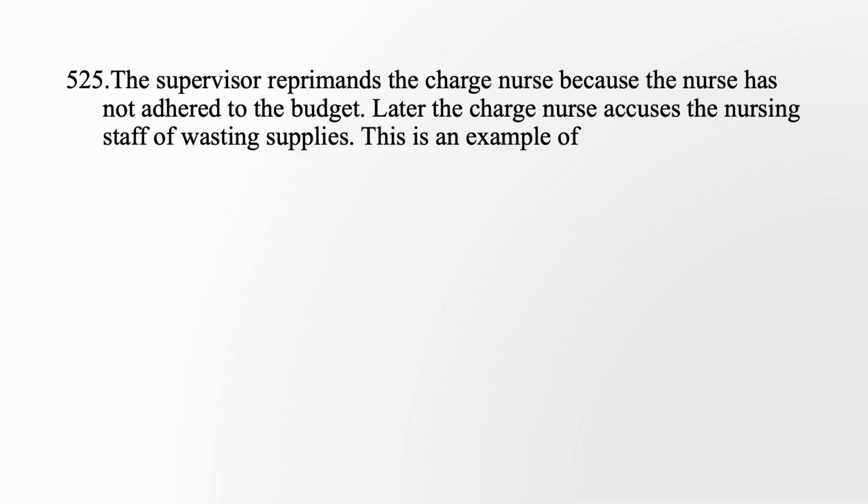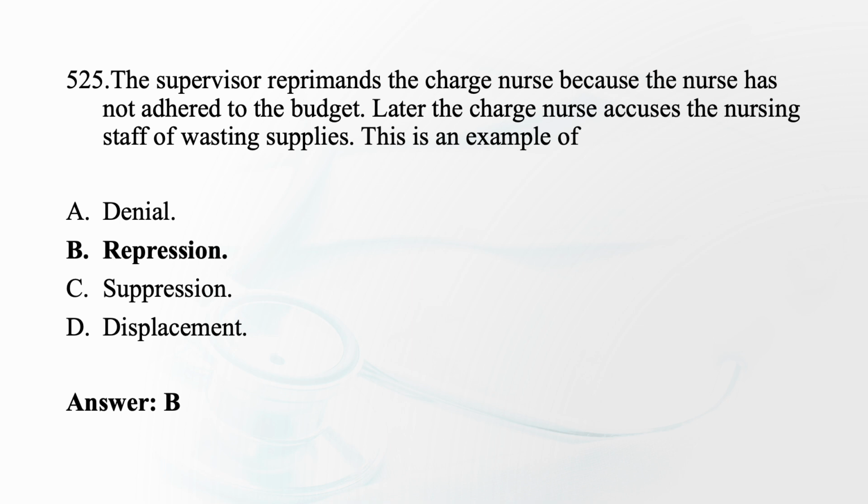Question number 525. The supervisor reprimands the charge nurse because the nurse has not adhered to the budget. Later, the charge nurse accuses the nursing staff of wasting supplies. This is an example of: Option A, denial. Option B, repression. Option C, suppression. Option D, displacement. The correct answer is option B. Repression.